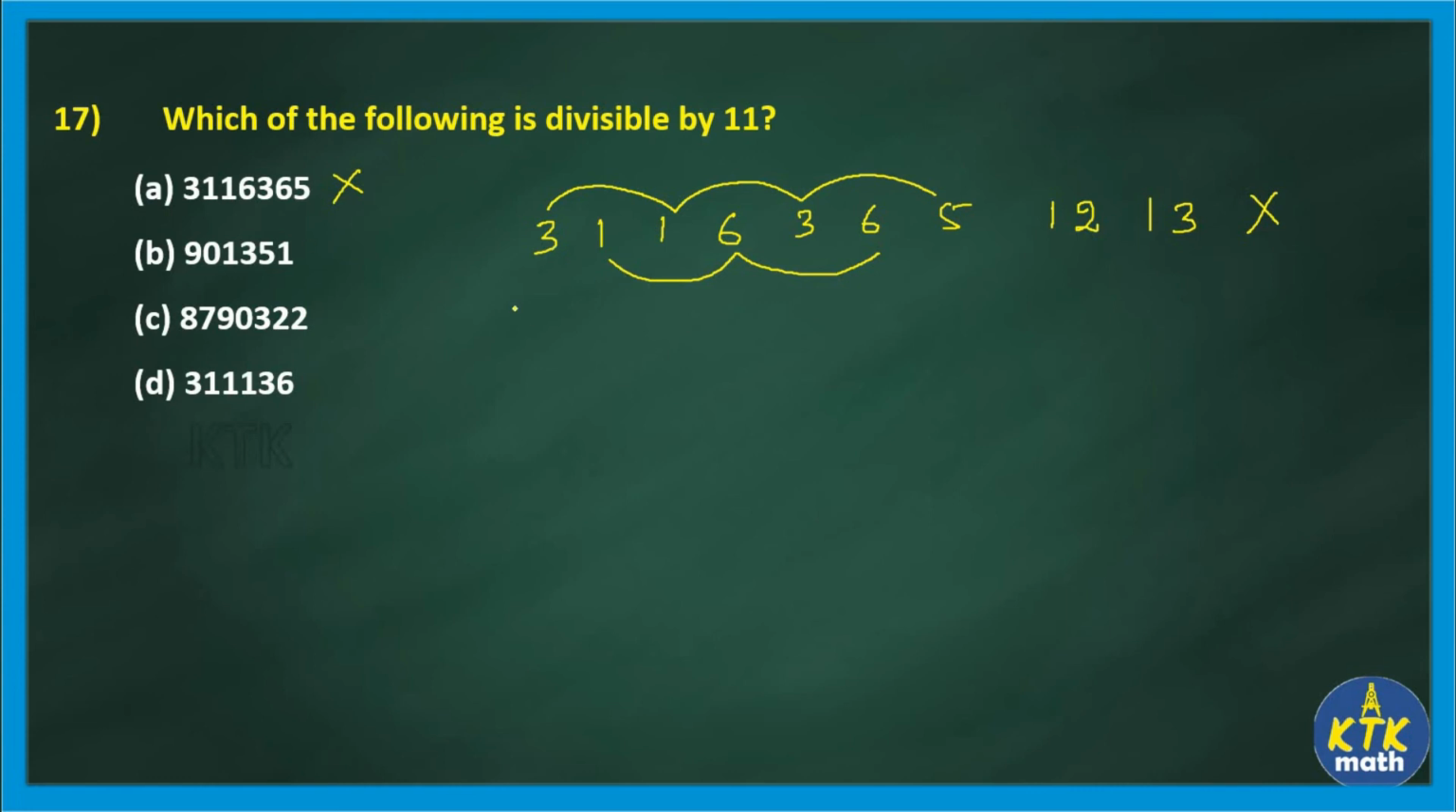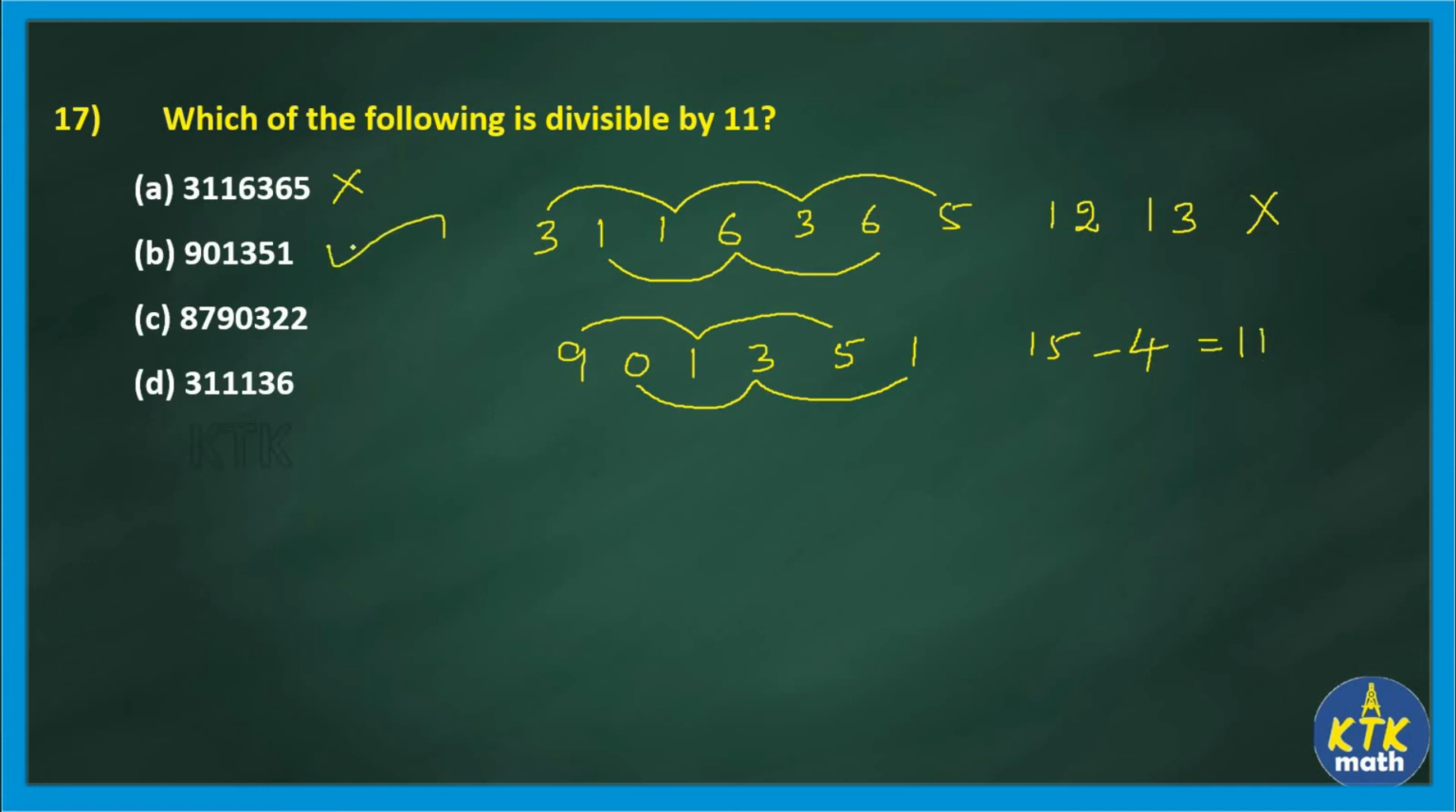And then we'll go for option B, 901351. We can't say divisible by 11 just like that. You need to do some working out there. So 9, 10, 15, and then 0, 3, 1, 4. Yeah, 15 minus 4 is 11, no? Yeah, so the second number is divisible by 11.